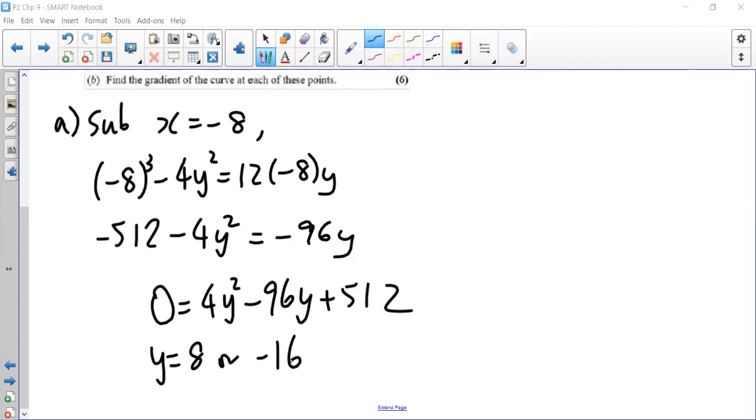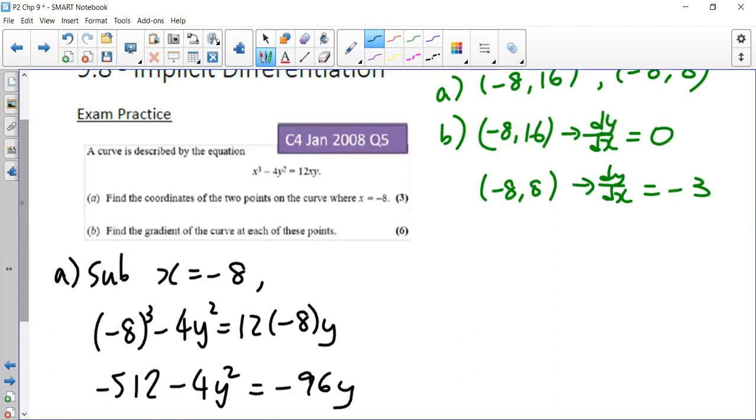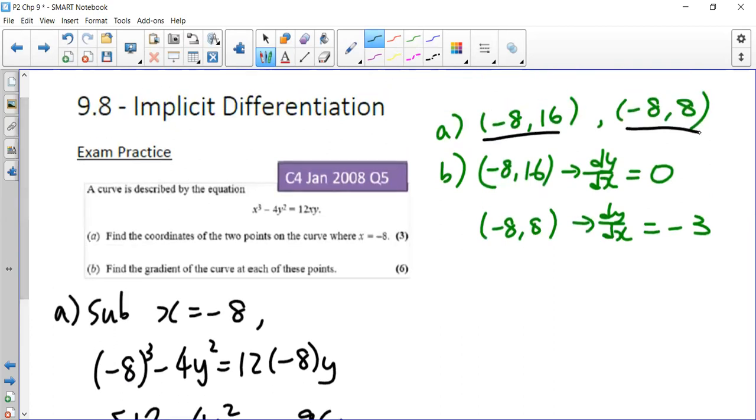So, actually, 8 and just 16, not minus 16, 16. So I just have to write them in coordinates. Part A: minus 8, 16 and minus 8, 8. Right? Part B, find a gradient.